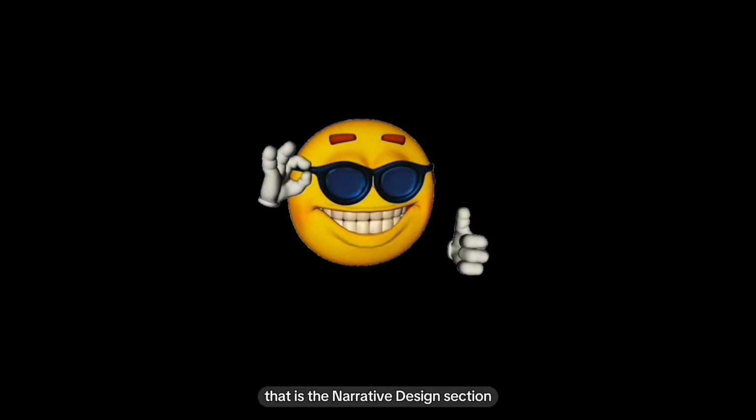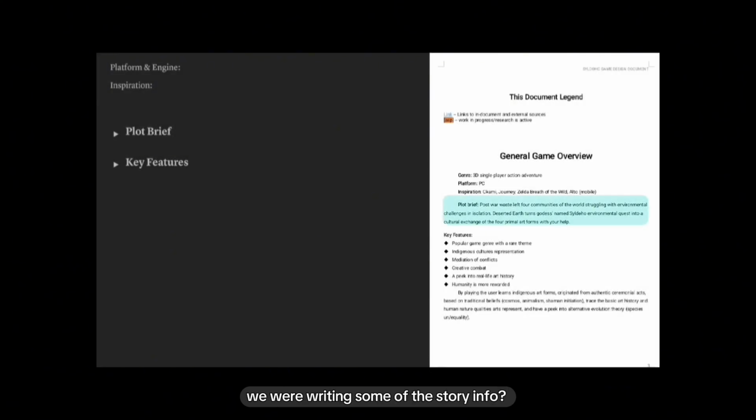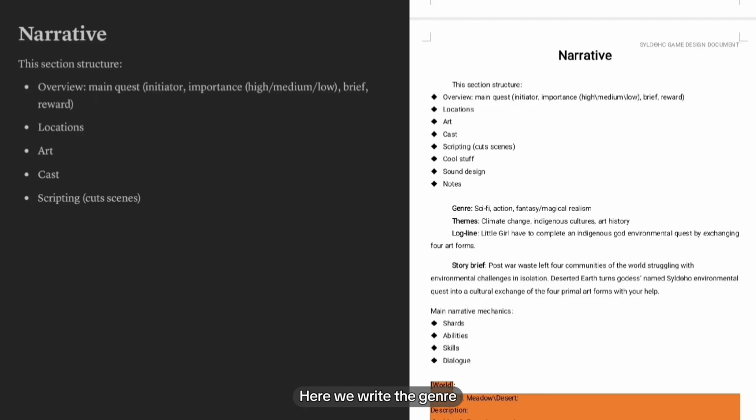What I can show, however, is the narrative design section. So remember in the beginning we were writing some of the story info? Now we have to elaborate as much as possible. Narrative. Here we write the genre. Here are the main ones to pick from.